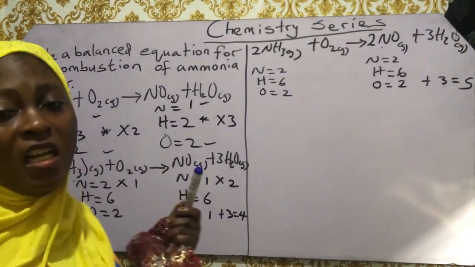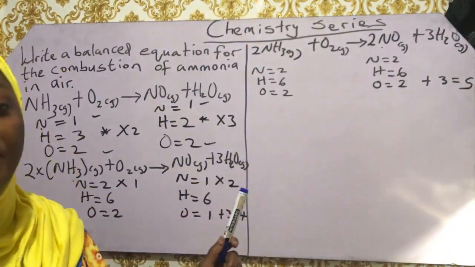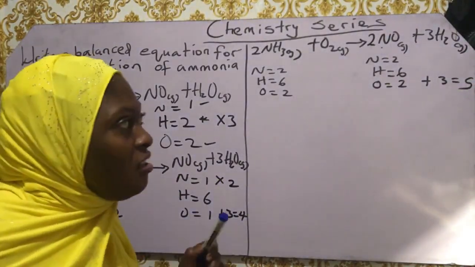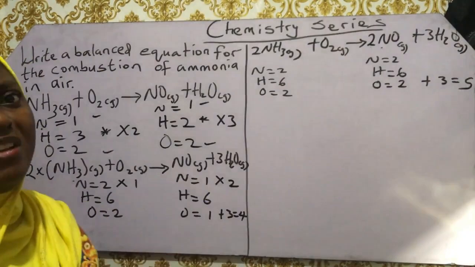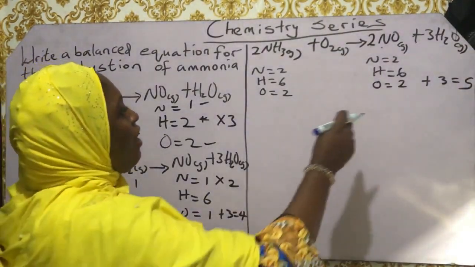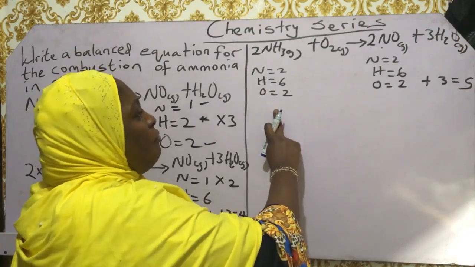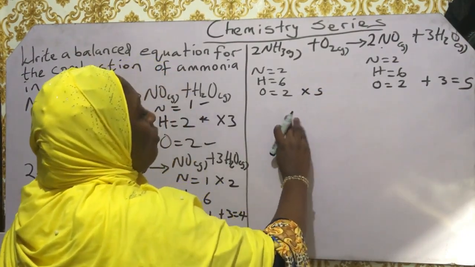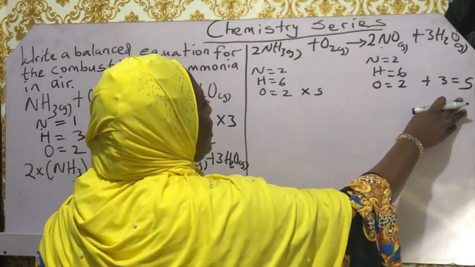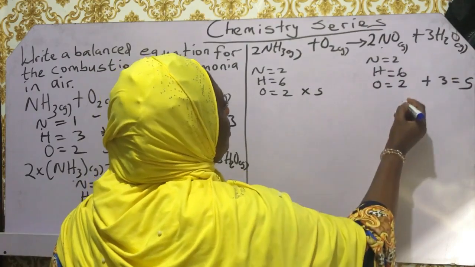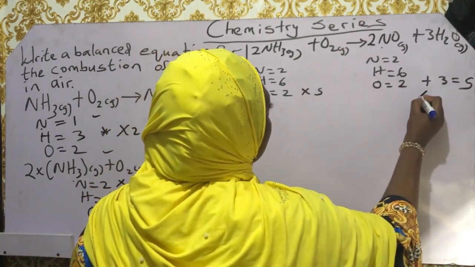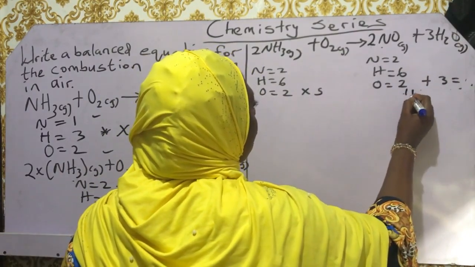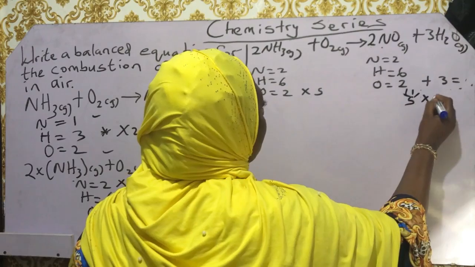So nitrogen is balanced on both sides of the equation. Hydrogen is balanced on both sides of the equation, but oxygen is not balanced. We have 2, we have 5. How do we get them equal? Anywhere we have oxygen in the reactants, we multiply by 5. And anywhere we have oxygen in the product, we multiply by 2. Okay, this gives 2 plus 3, which is 5.